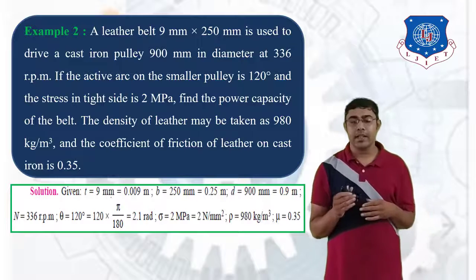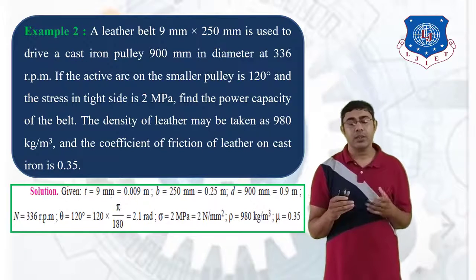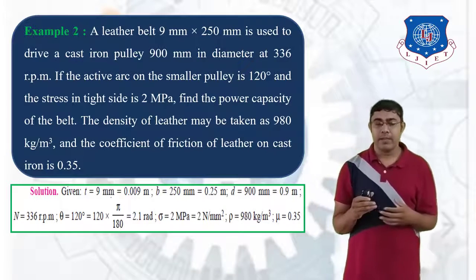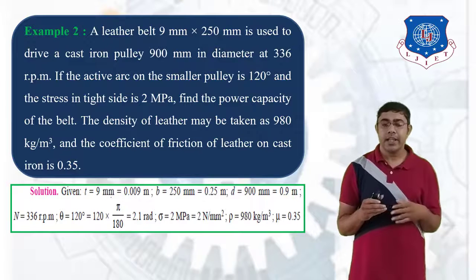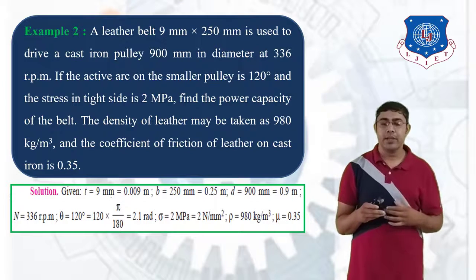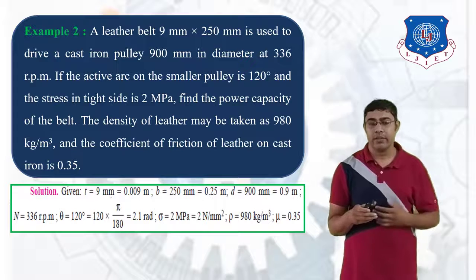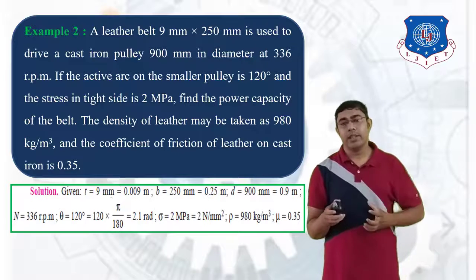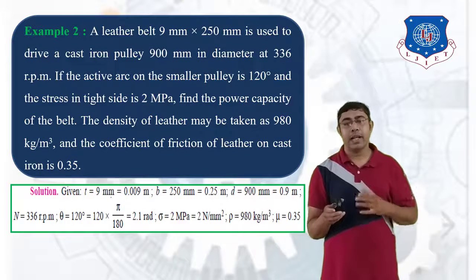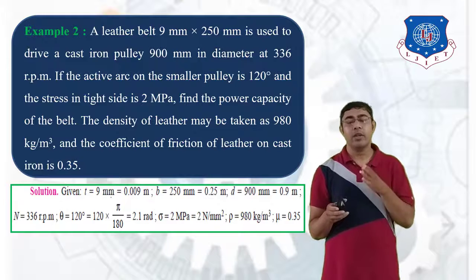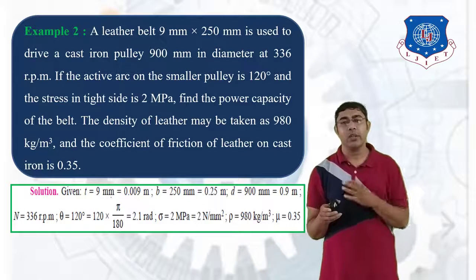Sigma is given, that is 2 megapascals, that is 2 Newton per mm square, and rho is given 980 kg per meter cube. Mu is given 0.35. And we have to calculate the power transmitted by the belt, and we know the power P is equal to (T1 minus T2) into V.